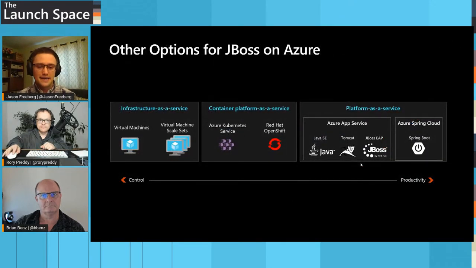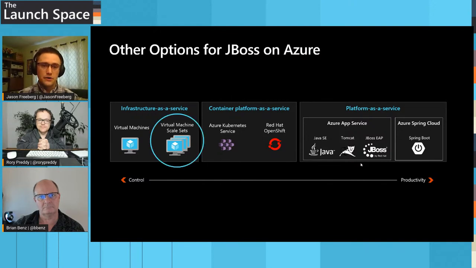And now I wanted to take a quick moment to talk about some other options for JBoss on Azure. Of course, we talked about JBoss on App Service over on the far right, but you can also deploy JBoss to virtual machine scale sets and to Azure Red Hat OpenShift.